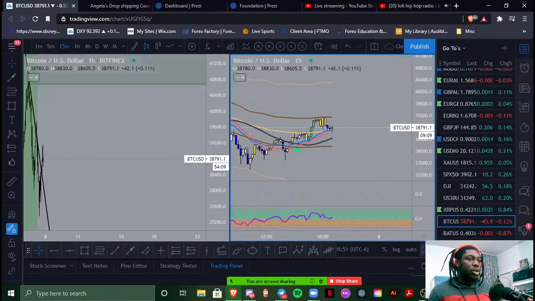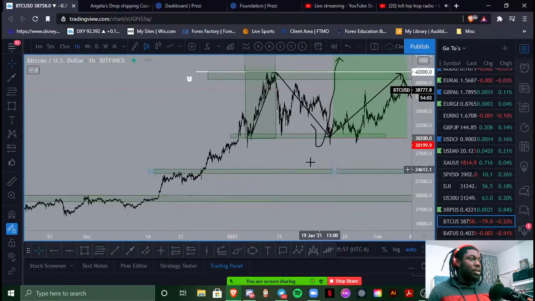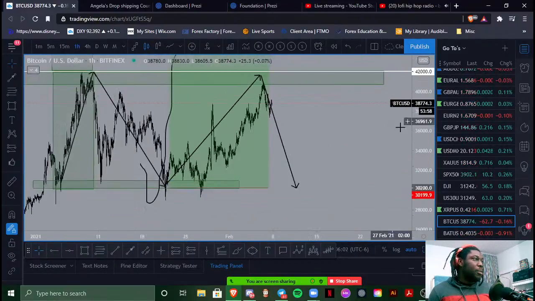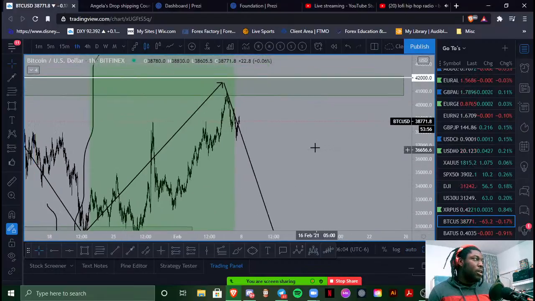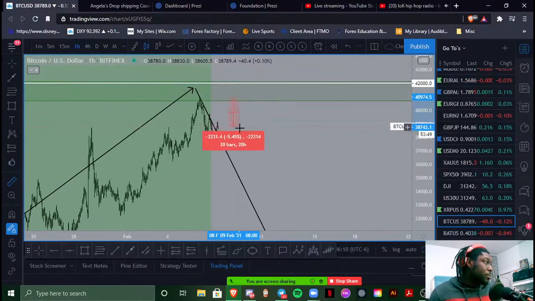Let's go look at Bitcoin real quick. Now, one of my biggest things on Bitcoin was that, let's be careful because if price comes back up here, it could possibly make a double top. And since when price came back up here, it dropped. Let's see how many pips it dropped from when it came up here.